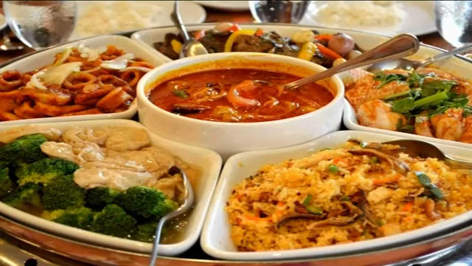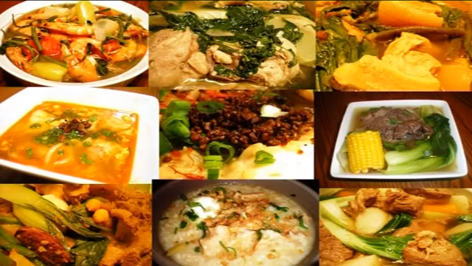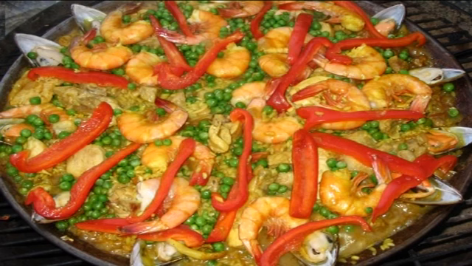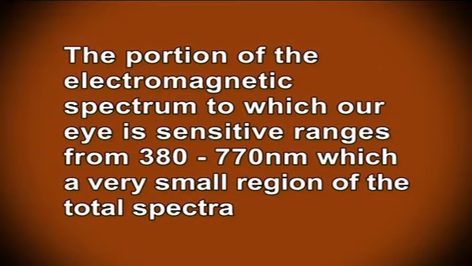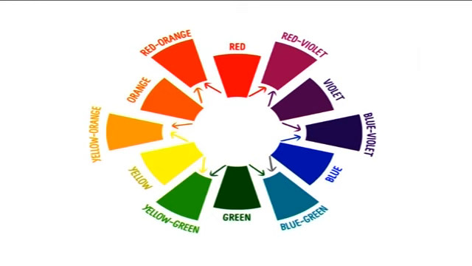Most of these properties can be identified by seeing the food and without touching it. Color of food can be defined as energy distribution of light reflected by or transmitted through a particular food. It is one portion of the input signals to the human brain that ultimately results in human perception of the appearance. The portion of the electromagnetic spectrum to which our eye is sensitive ranges from 380 to 770 nanometers, which is a very small region of the total spectra. The color of foods varies from different shades of violet to red across the visible range of colors.